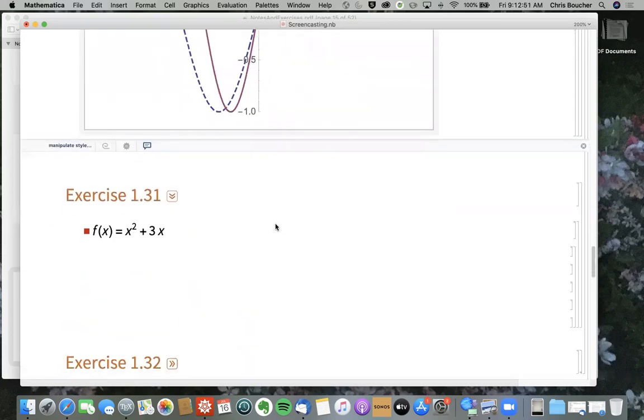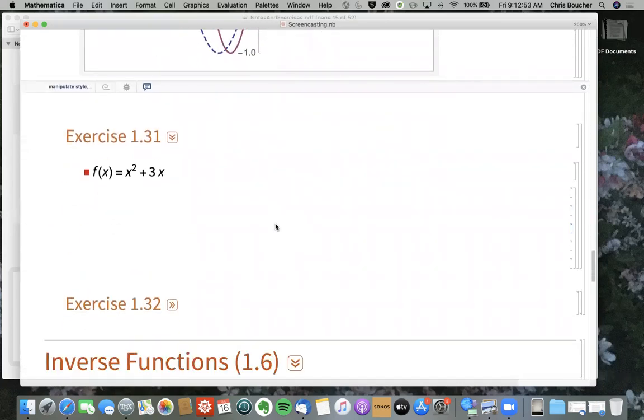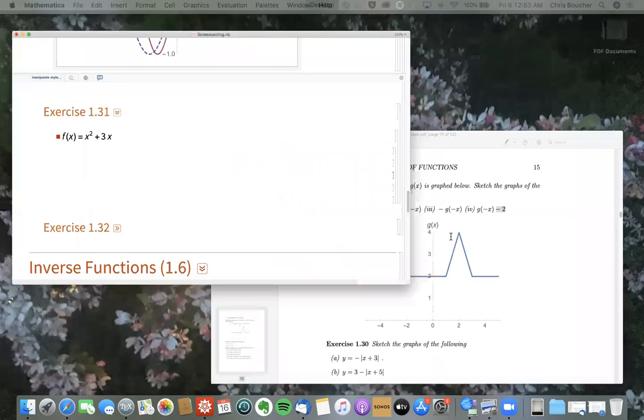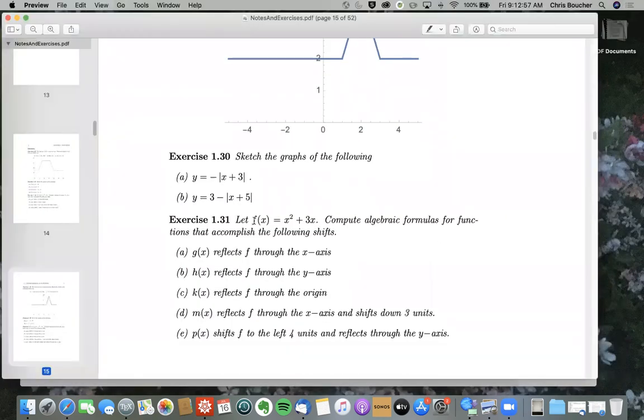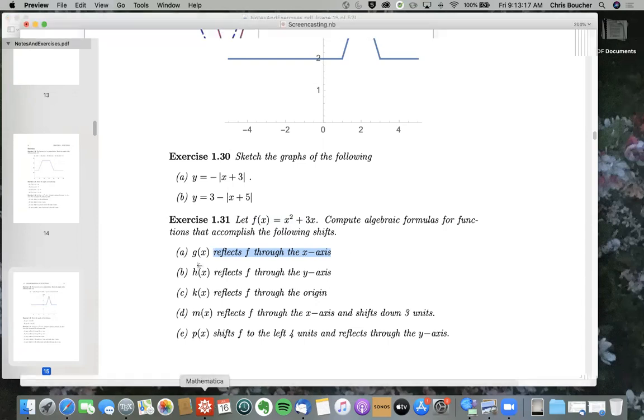So let's look at a couple of the exercises again from the notes and exercises. So in 1.31, we looked at this algebraic formula in the previous video. And again, what I'm going to try to do here is compute formulas for these various transformations. Okay, so in the first one, reflecting through the x-axis, well, that's just a straightforward reflection. And to reflect through the x-axis, I want to put a minus sign outside the function.